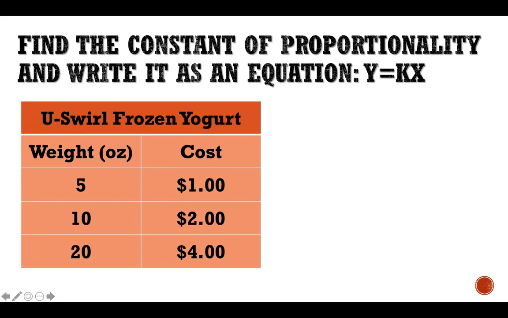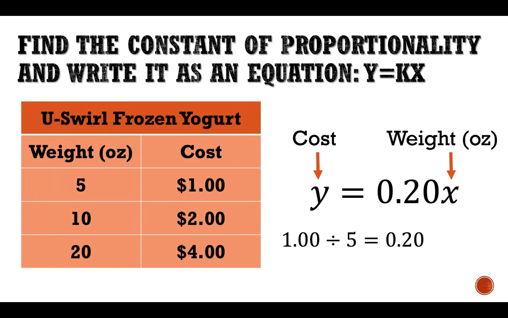Now, when you're looking at your constant of proportionality, to check this out, you're going to make a ratio. You're always going to make a ratio where you're comparing your dependent variable to your independent variable. So it's going to be, in this case, your cost over your weight. So if I set this up, I look at it as $1 over 5, $2 over 10, $4 over 20. Now, if I keep going, as long as the ratios are equivalent to each other, then this is a proportional relationship.